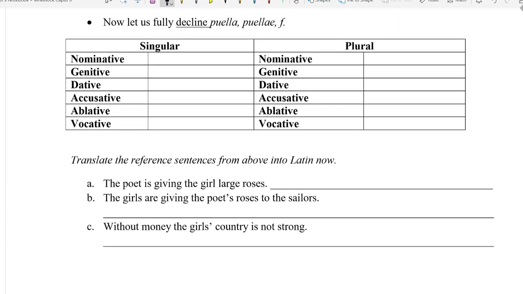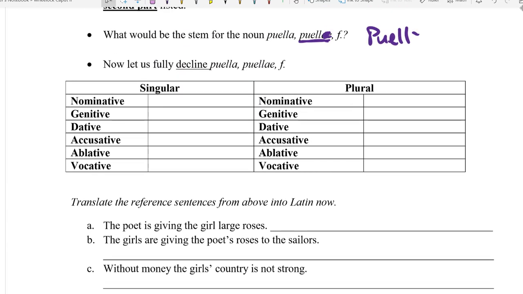Now, what I would like you to try to do is let's just try and decline puella, puellae on your note sheet, see what we can do there. And actually what we'll do is we'll deal with these reference sentences together. Let's actually do those together. So try this out and we'll get going from there.